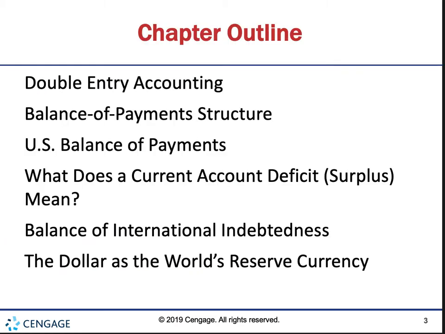So the outline, we're going to talk about double entry accounting. We'll talk about the balance of payments structure, U.S. balance of payments specifically, and then we'll talk about the current account. We'll briefly talk about currency and also the balance of international indebtedness.